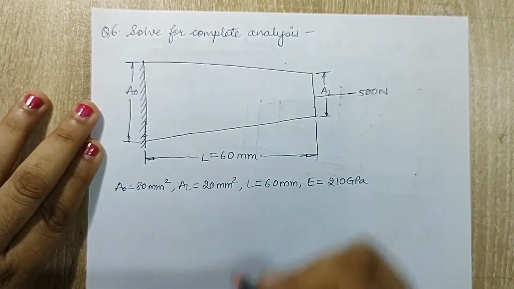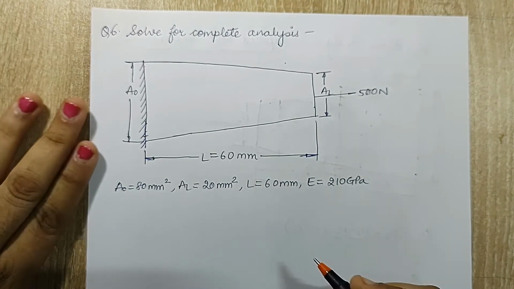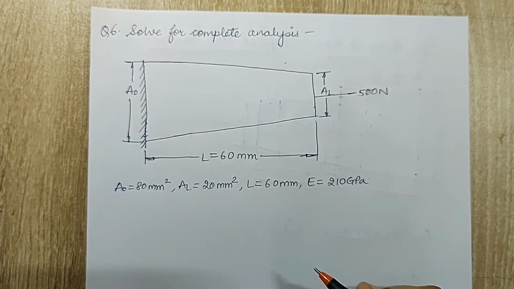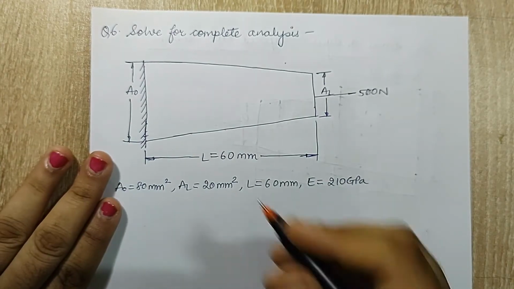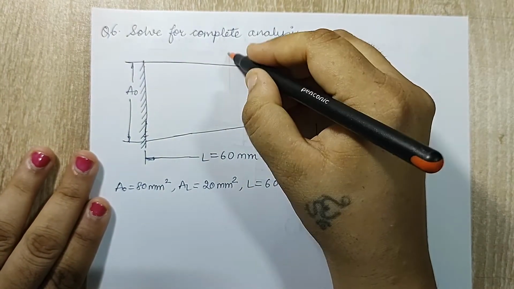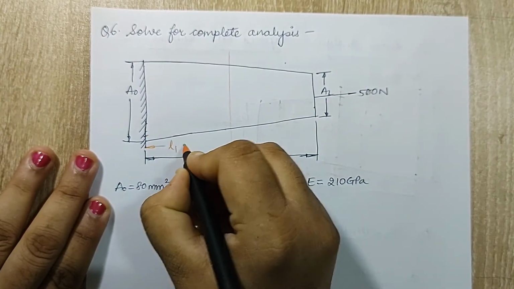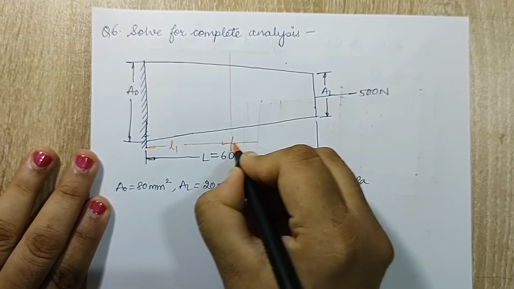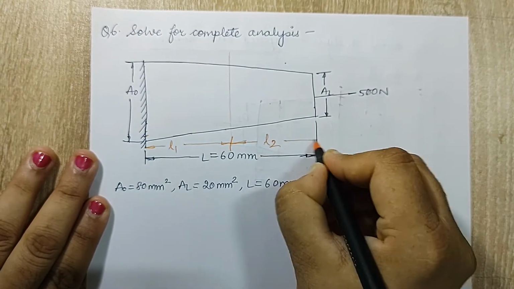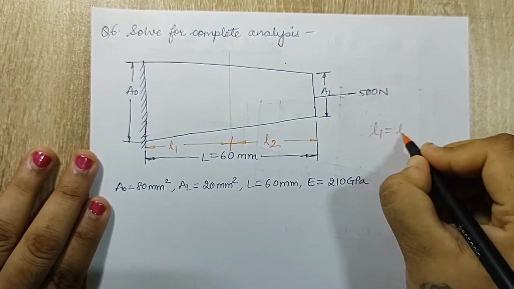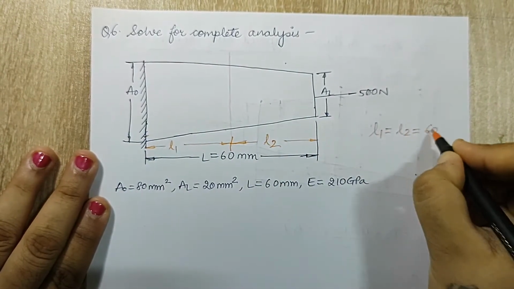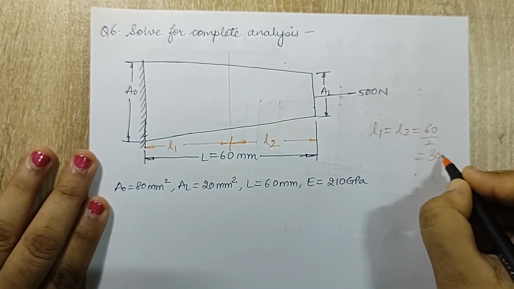Now, suppose if I want to divide this into half, that is something which I need to first decide as to how many elements I am going to take. I decide to take 2 elements, so it becomes easy for me to solve. So this is somewhere half. This distance is L1 and this distance is L2. I can write here L1 and L2 are equal, that is 60 by 2, which is 30 mm each.